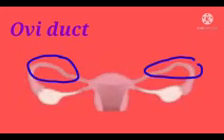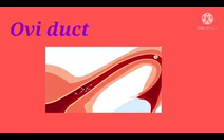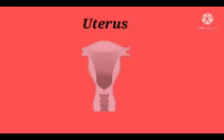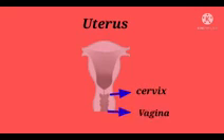Oviduct. A pair of oviducts or fallopian tubes arises from the uterus. It is the site of fertilization. Uterus. Uterus is also called womb, where the implantation and development of the baby takes place. Cervix. The uterus opens into the vagina through the cervix.